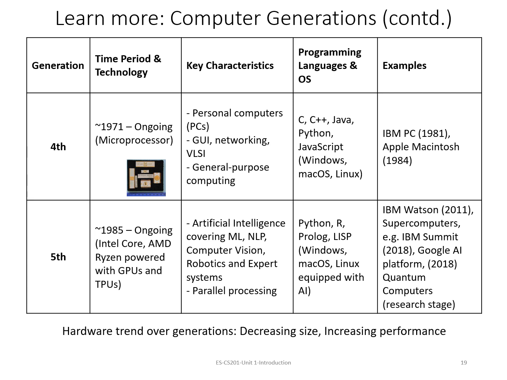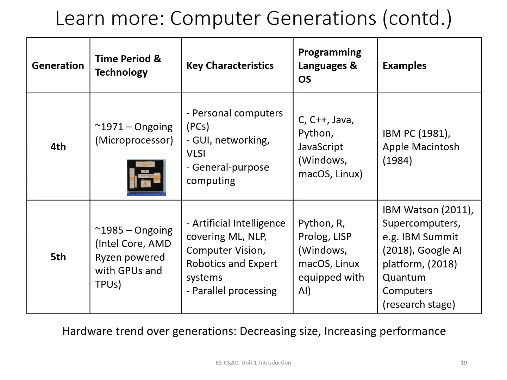Fifth generation computers evolved around 1985 to ongoing. Technology used: advanced processors like Intel Core and AMD Ryzen powered with graphics processing units, GPUs, and tensor processing units, TPUs for advanced computing. Key characteristics: artificial intelligence covering machine learning, natural language processing, computer vision, robotics and expert systems, parallel processing. Programming languages: Python, R, Prolog, Lisp on Windows, Mac OS, Linux equipped with AI.